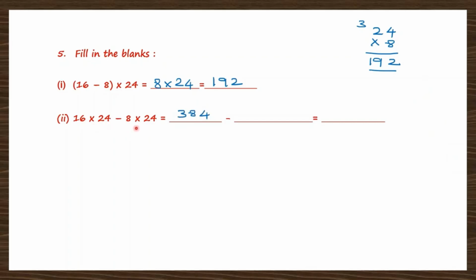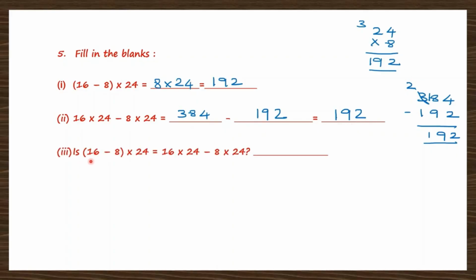Minus, now we have to multiply 8 into 24. And we've already done that here. 24 into 8 is 192. So let's write that, 192. Now we have to subtract these two. 384 minus 192. 4 minus 2 is 2. Now 8 minus 9 we can't do, so we borrow. 18 minus 9 is 9. 2 minus 1 is 1. We've got 192. So 384 minus 192 equals 192.